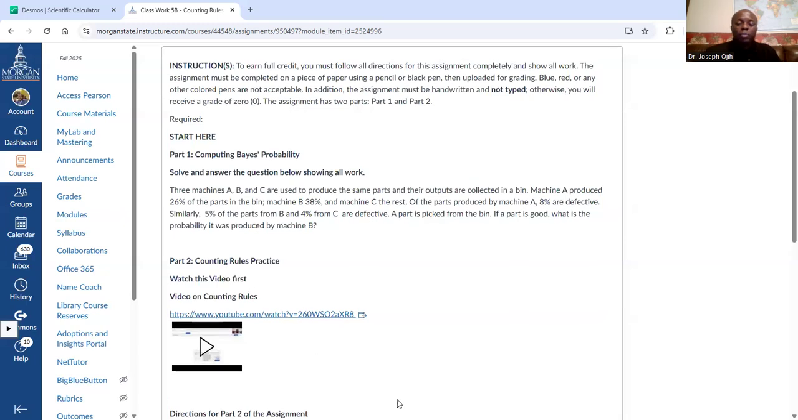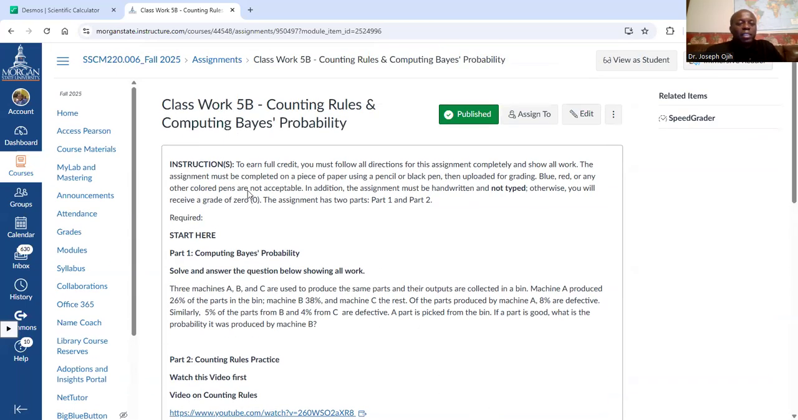And any question before we leave? Professor, I got a question. Yes, sir. Can you repeat everything, because you said classwork 5B, so you said watch the video, then what else did you say? Everything I said, I wrote them down here on the assignment. You see, I wrote it here. So all the instructions are in there?